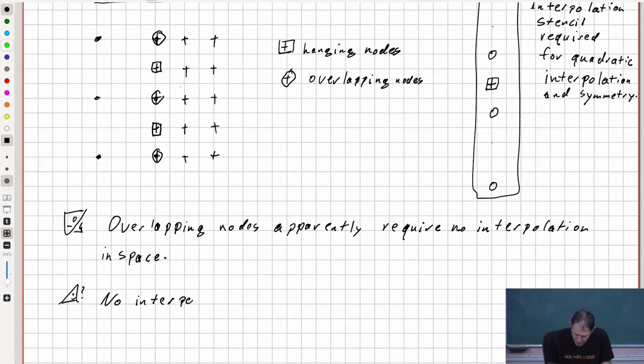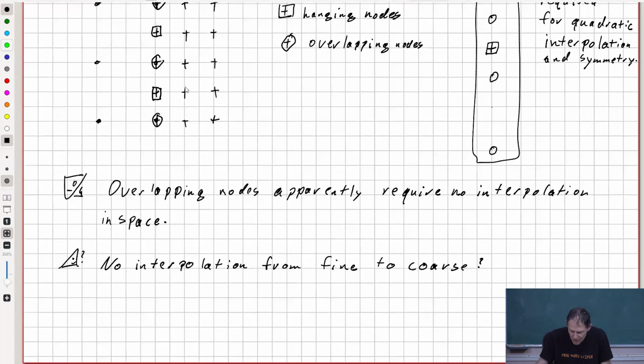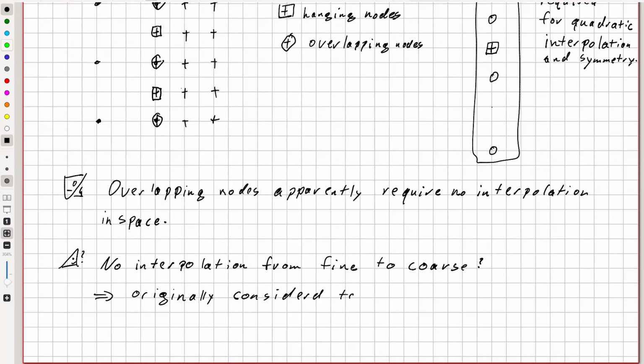No interpolation from fine to coarse. And this, okay, so this was of course originally considered to be an advantage of overlapping grids.